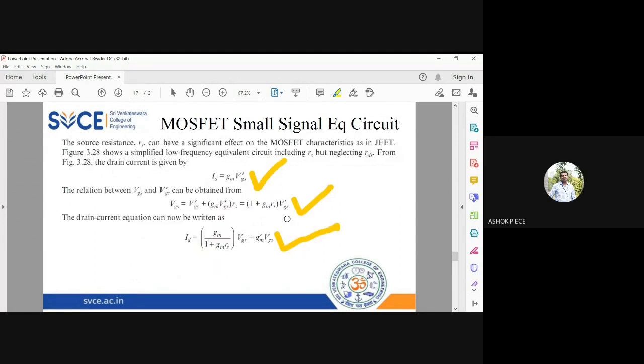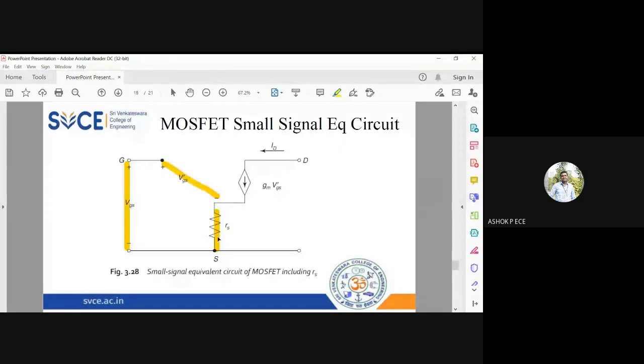Simplifying, taking V dash GS as common, I get VGS equal to 1 plus GM RS into V dash GS. If you put RS equal to 0, you will see that VGS and V dash GS will be the same. So now I can write the expression for the drain current. ID equal to GM by 1 plus GM RS into VGS. GM by 1 plus GM into RS is GM dash. So ID equals GM dash into VGS.